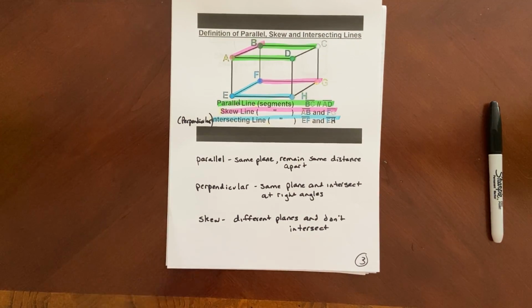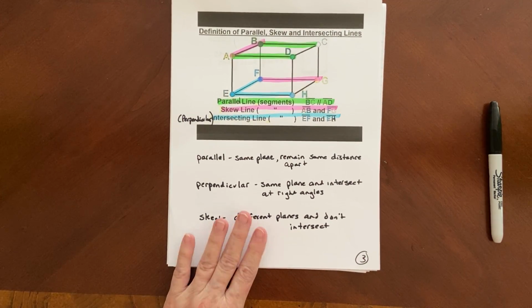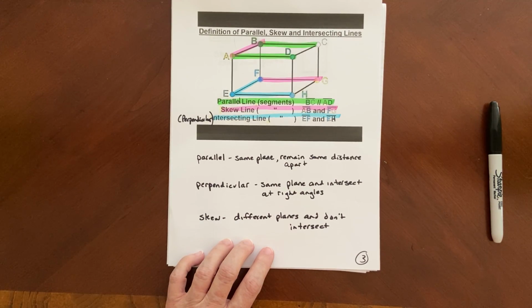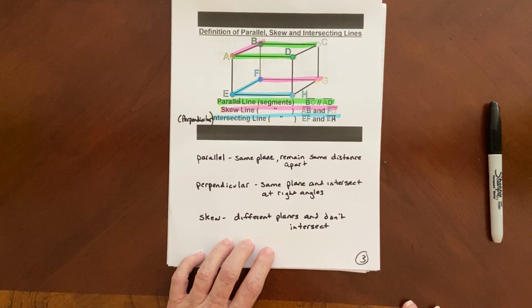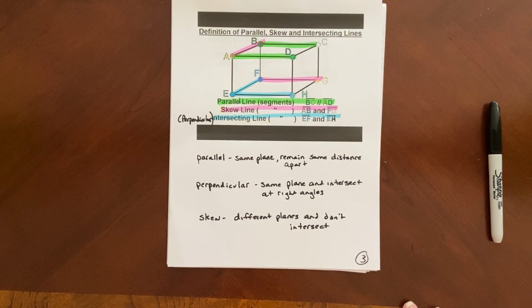I'll pause it, take notes on that. That might be helpful to you. Maybe not. It's kind of hard to see. I like the color coding. That helped me. All right, so that's this lesson. Good luck.